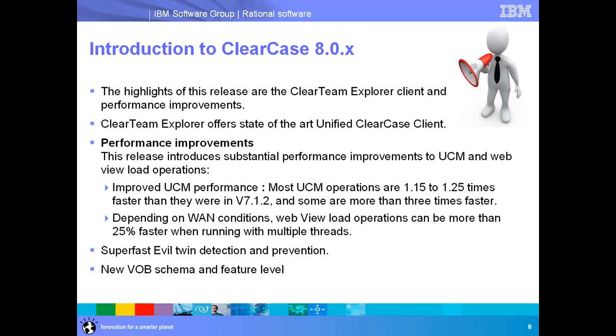We also have super fast evil twin. We have seen many customers having their own customized triggers that they have written for detecting and preventing the evil twin. In 8.0, this is a built-in feature for you. And in 8.0, we have the new VOB schema and the feature level. The schema version is 80, and the feature levels that are available are 7 and 8.